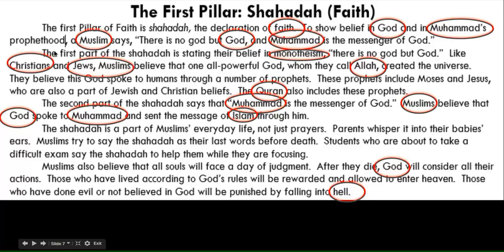The first part of the Shahada is stating their belief in monotheism. There is no God but God. Like Christians and Jews, Muslims believe that one all-powerful God, whom they call Allah, created the universe. They believe this God spoke to humans through a number of prophets. These prophets include Moses and Jesus, who are also a part of Jewish and Christian beliefs. The Quran also includes these prophets.